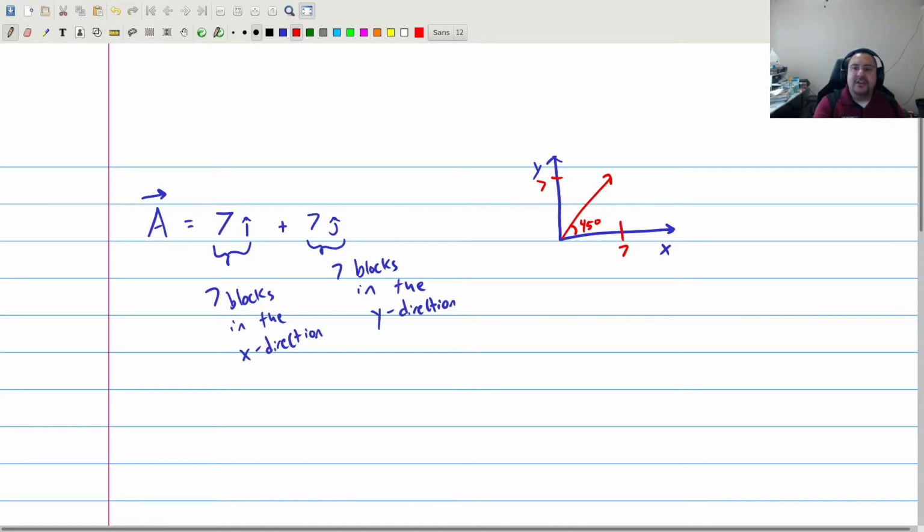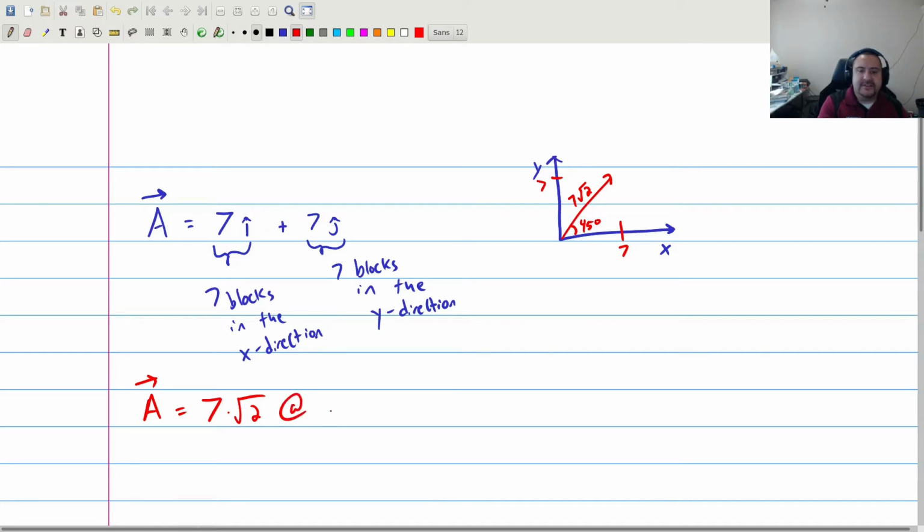And I also can figure out, from my similar triangles, that this is going to be 7 square roots of 2 in length. 7 times the square root of 2. So another way you could express this, it's exactly equivalent: A vector is equal to 7 times the square root of 2 blocks at an angle.